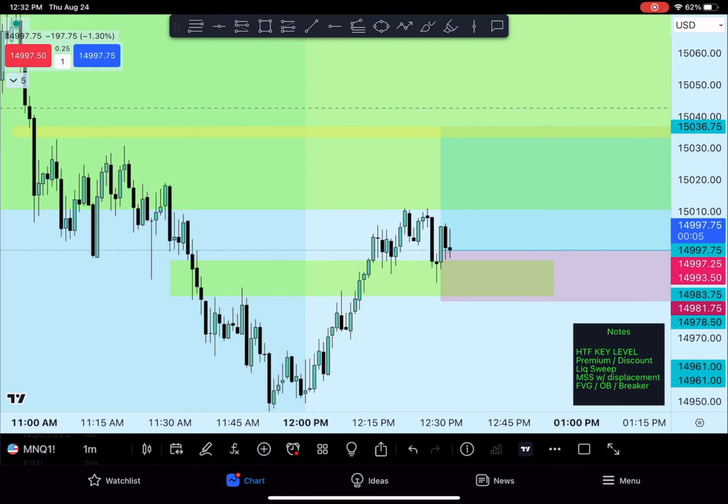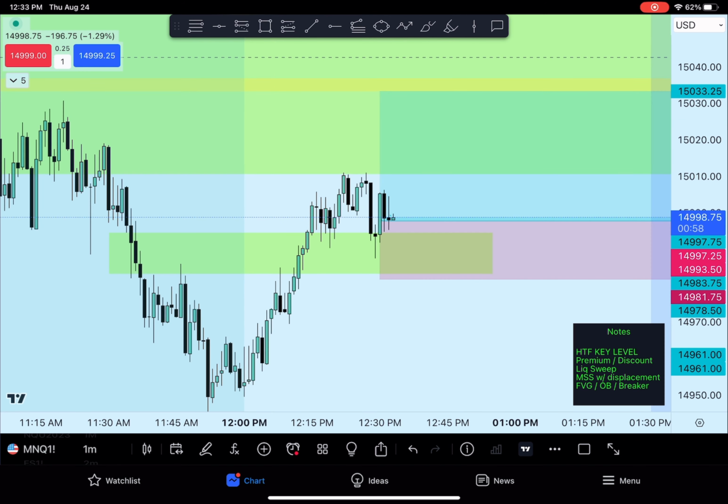So we go to the 1 minute, we find an entry here. We put our stop loss underneath the inversion fair value gap. And from here, we just kind of wait it out to see.